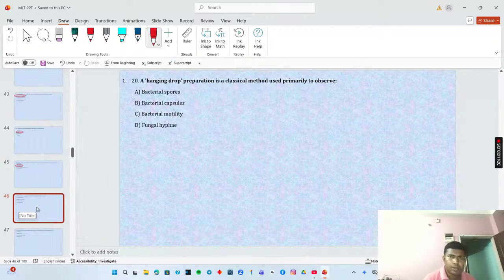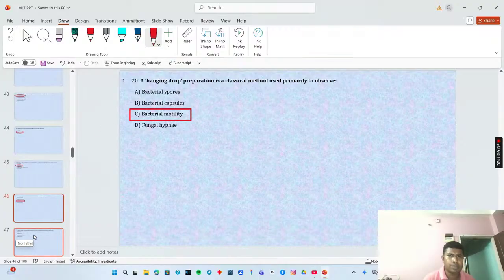A hanging drop preparation is a classical method used primarily to observe bacterial motility. Hanging drop method is used to find out the bacterial motility. Okay, you have to remember which method is used to find out the bacterial motility. If someone asks you, then you have to say the hanging drop method.